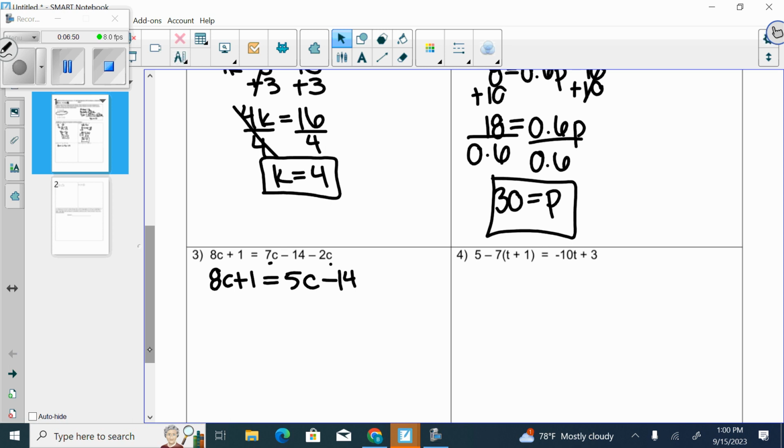Now we need to move things from side to side, right? Minus 5c. Okay, we can subtract 5c from both sides. And what is 8c minus 5c? 3. Very good. So I have 3c plus 1 equals negative 14. Can you do like minus 1? Good.